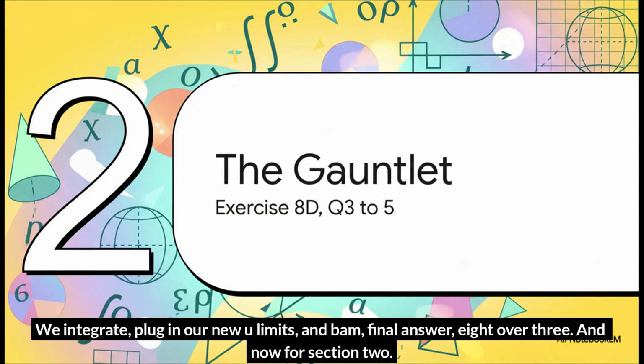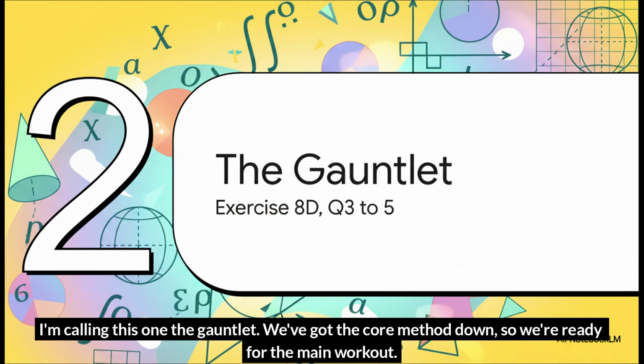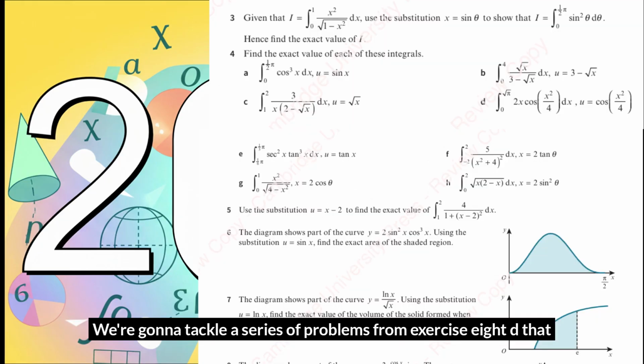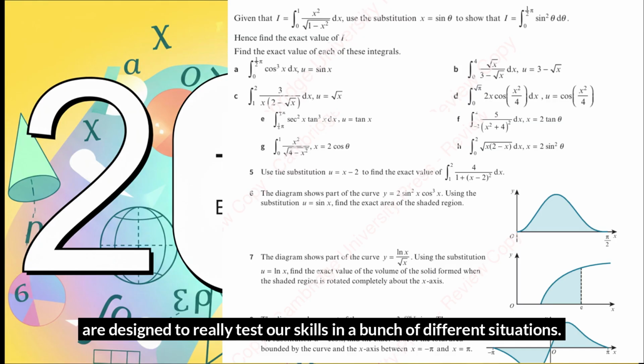And now for section 2. I'm calling this one the gauntlet. We've got the core method down, so we're ready for the main workout. We're going to tackle a series of problems from exercise 8D that are designed to really test our skills in a bunch of different situations.